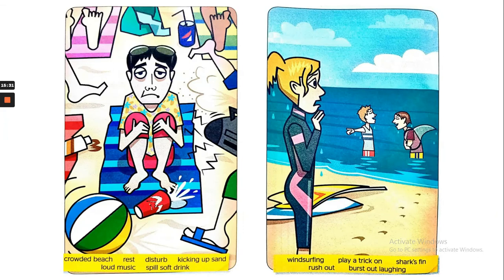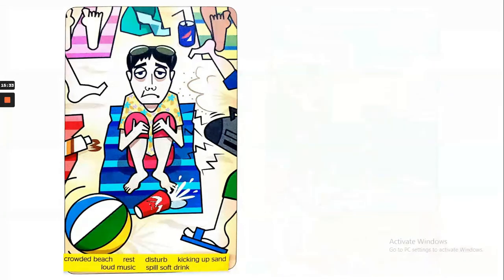Now let's look at the first picture, the picture on the left. So in this picture, look at the guy's face. How do you think he feels? And then look at where he is at. Okay, he is sitting on a beach mat. There's a beach ball and there are sand all around. So I think it's quite obvious that this guy is actually at the beach, and he seems quite upset or annoyed by something.